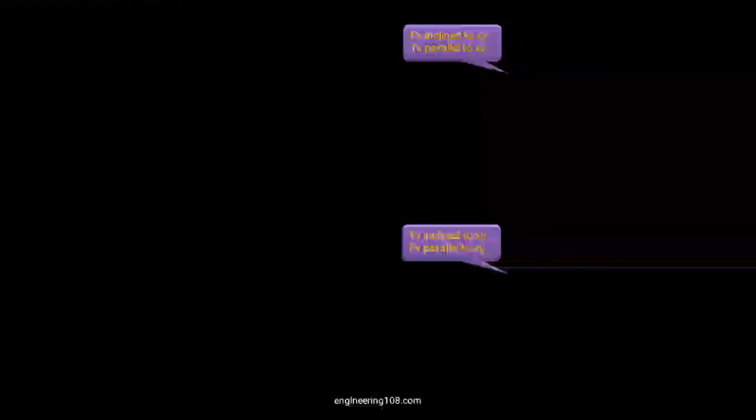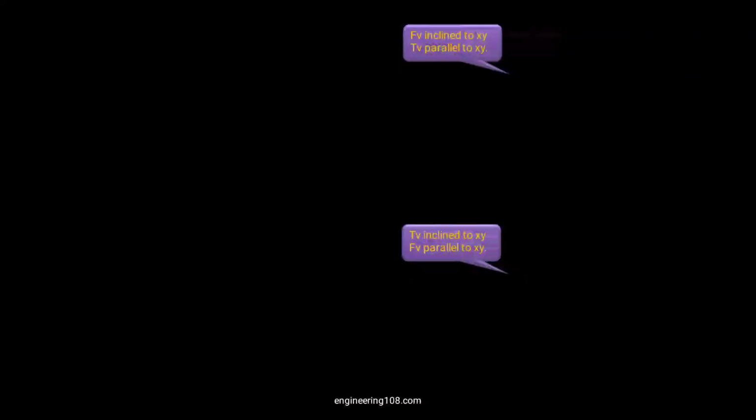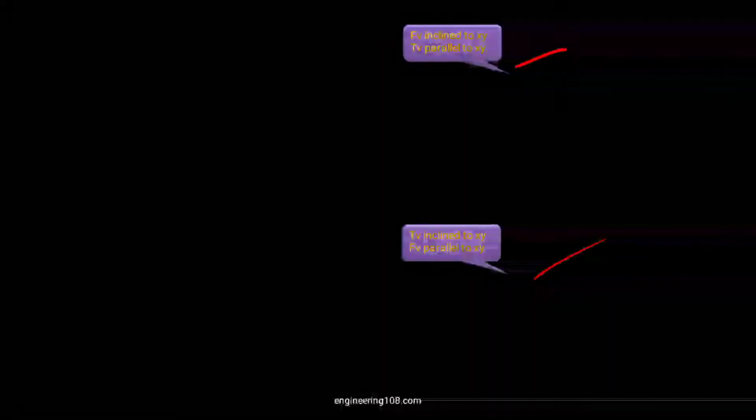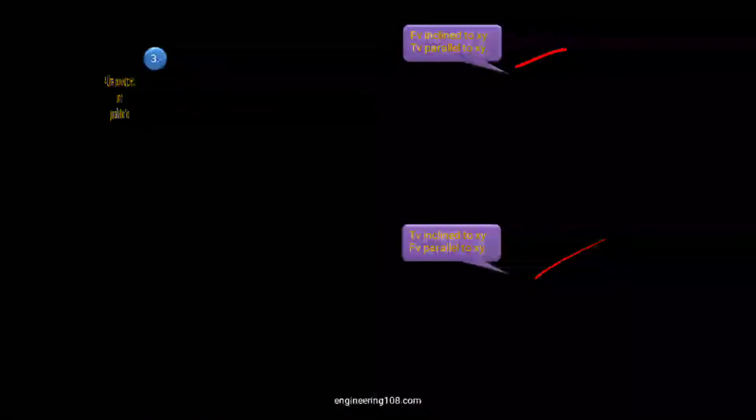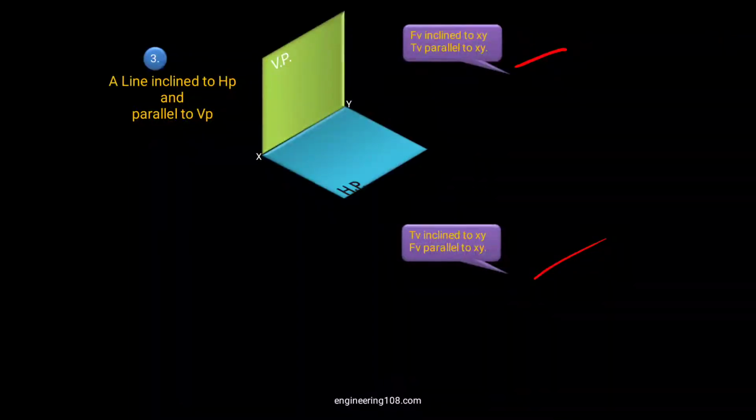Now the front view is parallel to the XY line, and the top view is parallel to the XY line. We have to observe these two conditions here. Third condition, line inclined to HP and parallel to VP. Here is the VP and HP, and the red color line is inclined. AB is inclined to HP and parallel to VP. This line is parallel to VP and inclined to HP at angle theta. This is angle theta with respect to HP.